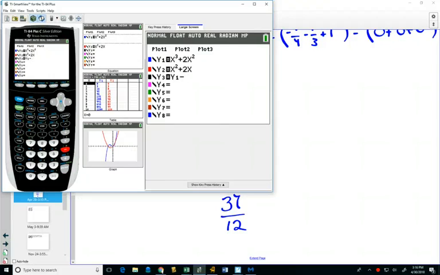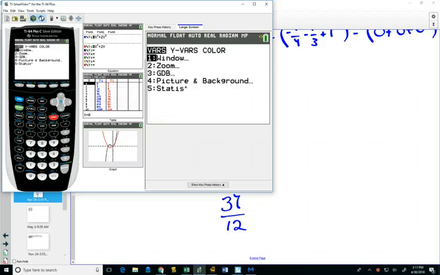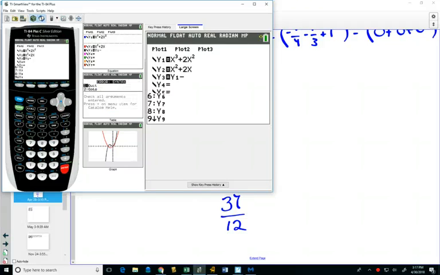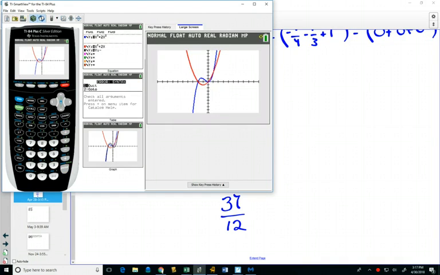y1 minus y2. Variables, Y variables, functions, and instead of retyping them all, I can do y1 minus y2. Variables, which is right underneath. You can grab this one if you'd like. That's actually a nice feature. So now if I put that in, I get this new graph in black.